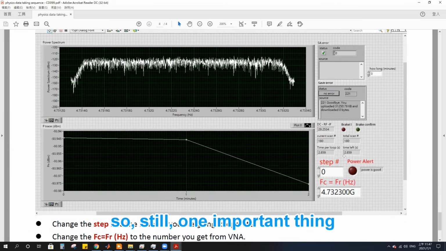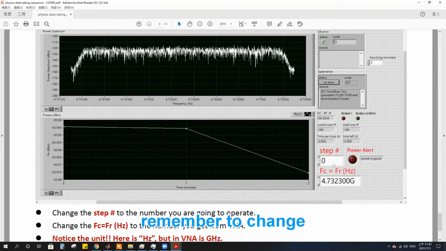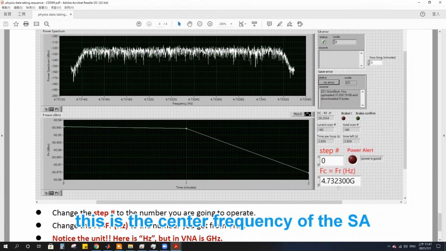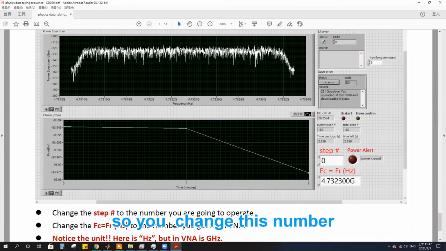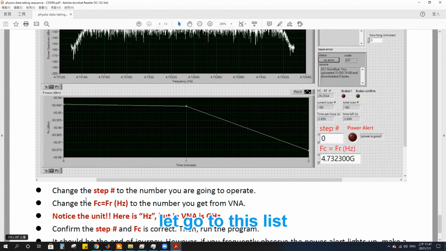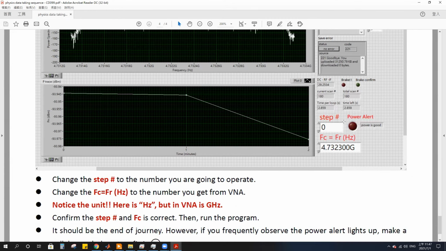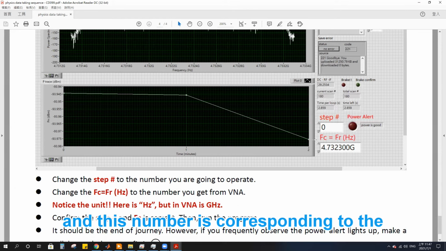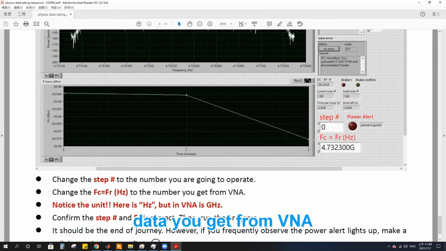Still, one important thing: remember to change the step number here. And also, based on the previous VNA study, this is the central frequency of the signal analyzer. So you change this number to the resonant frequency you recorded from the VNA study. This is the resonant frequency in your current run. Let's go through this list. Change the step number to the number you are going to operate. Change the FC number, and this number corresponds to the data you get from the VNA.